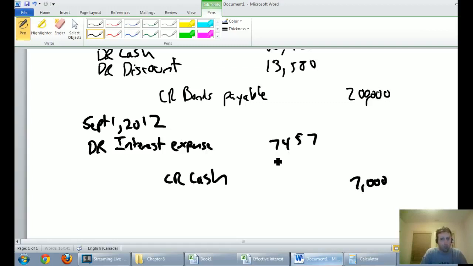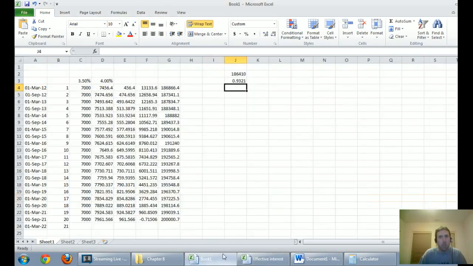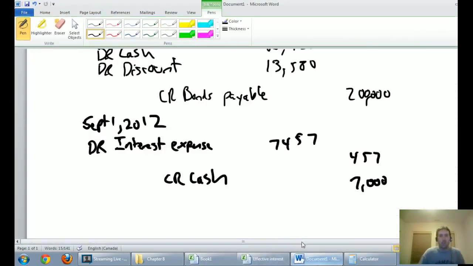Now, if you're noticing this doesn't balance yet, we're missing a credit of $4.57. And what could that credit be? Well, next line over. Discount amortization, $4.57. Now, in this situation, we don't credit accumulated amortization or some sort of depreciation account.